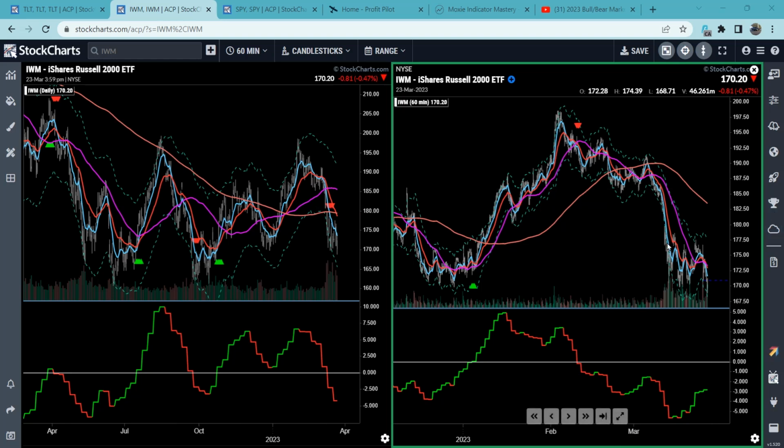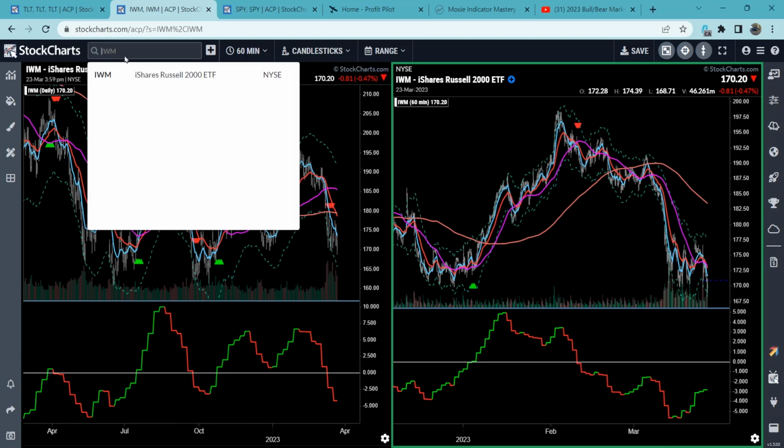And you can see on the hourly chart, again, not much is happening. Can't really do much with this. But I am wondering, price down, Moxie indicator up. A little bit of divergence. Nothing super important yet. Nothing we can quite work with. But I am aware of it.